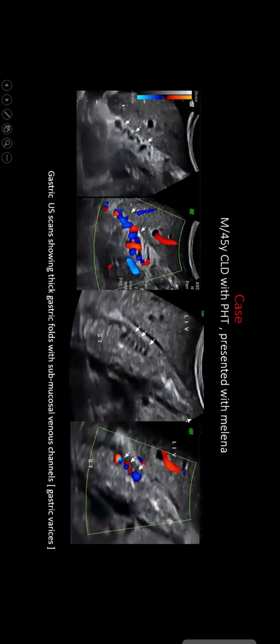Now in the same case, the stomach was also thickened. And on high resolution scanning, we can see some cystic areas in the wall like this. And on putting color with a low flow setting, we can see these are vascular channels. So we can see even the gastric varices on ultrasound. So this patient presented with melena. Basically, melena can be because of esophageal varices or bleeding from the gastric varices. So these are gastric varices.